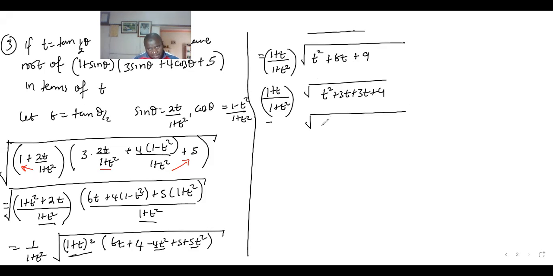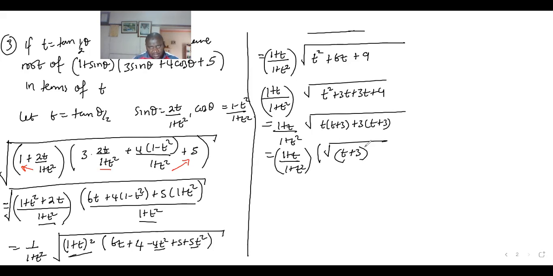gives us the root of t into t plus 3 into t plus 3, of 1 plus t out of 1 plus t squared. This gives us 1 plus t out of 1 plus t squared times the root of t plus 3 bracket squared. Find the square root, you get the final answer as 1 plus t out of 1 plus t squared, close brackets, 1 plus t, 3 plus t.